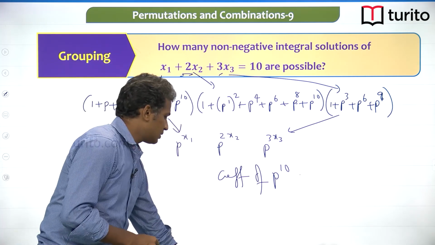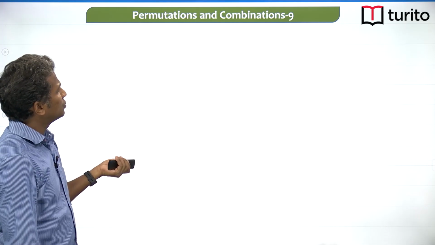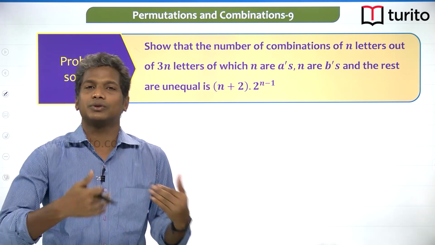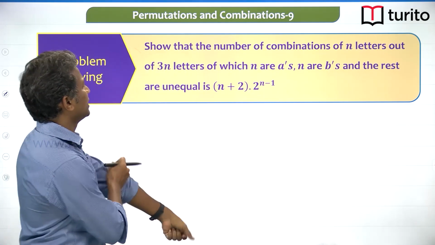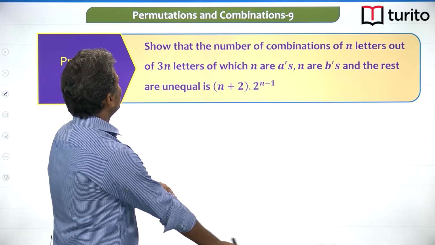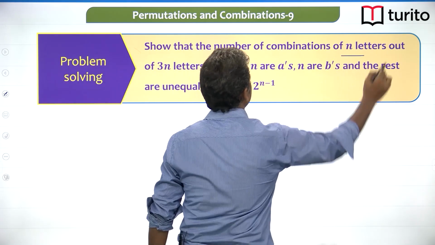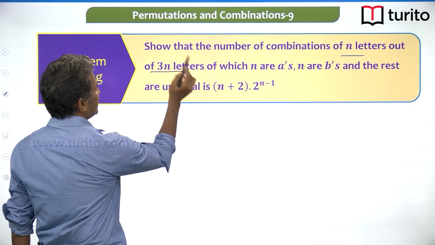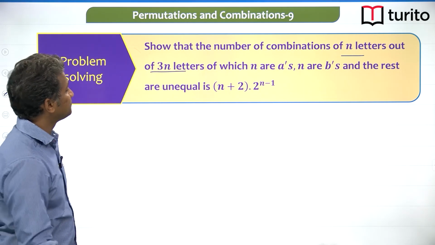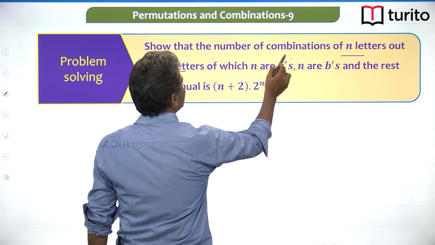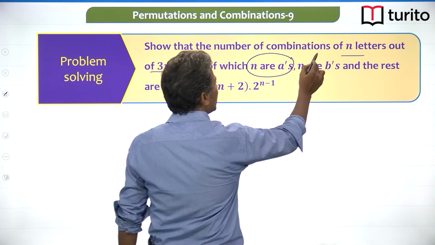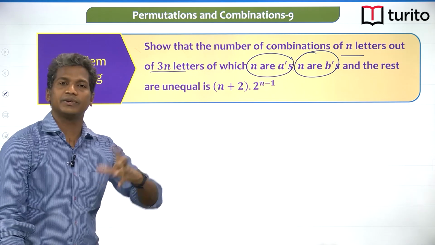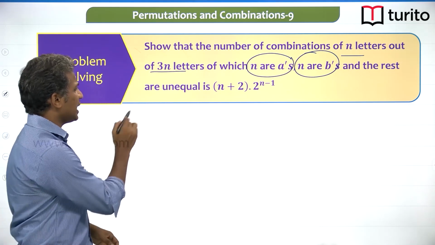Now let me take you to a different question. So here also I will just explain it and leave the workout to you. So here we have to select combinations of n letters out of 3n letters. Of which n are A's and n are B's and the rest are different. So that means there are n A's here.